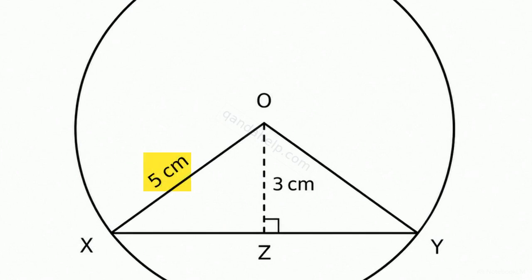First, the line drawn from the center O to the edge at X, the radius OX, is exactly 5 centimeters. Second, the dashed vertical line OZ is 3 centimeters. Our main objective is to find the total distance across the bottom chord, labeled XY.